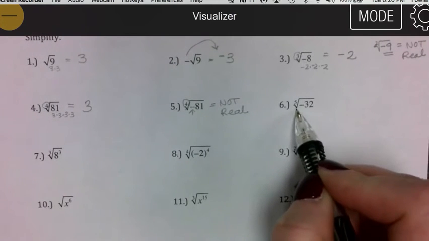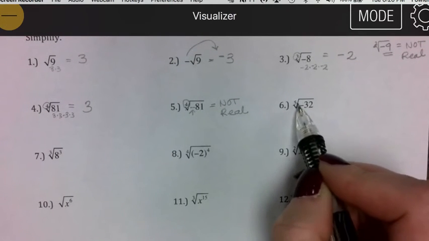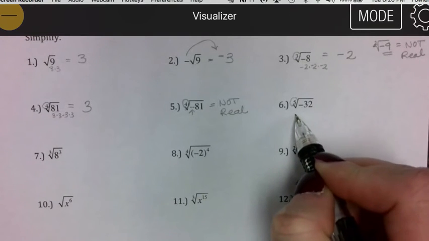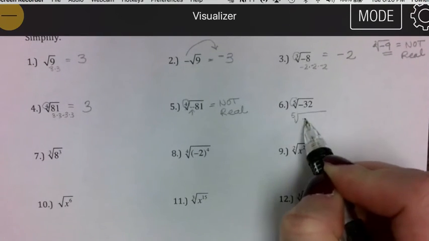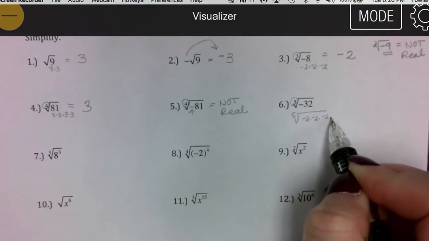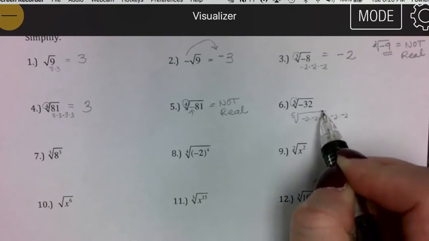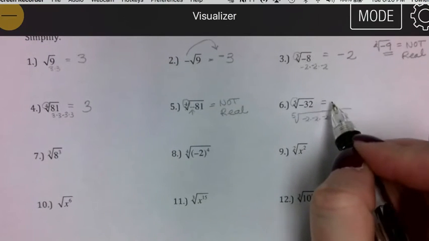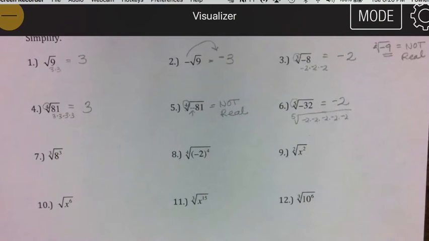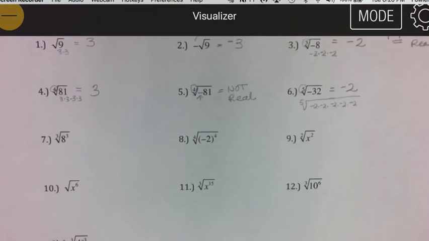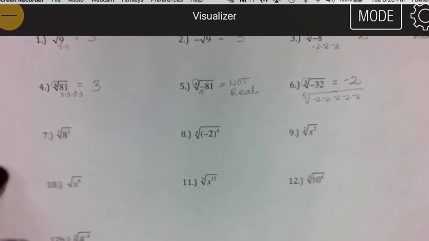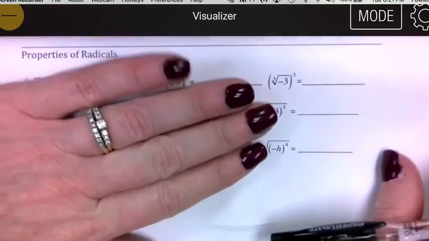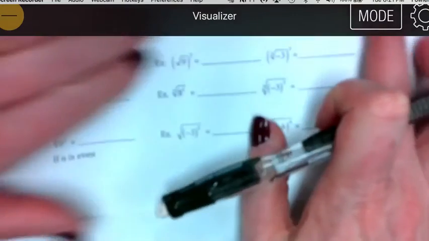And problem number 6, the fifth root of a negative 32. If I have an odd index, then this is possible. This is the fifth root of negative 2 times negative 2 times negative 2 times negative 2 times negative 2. 5 negative 2's will give me negative 32, so the fifth root of negative 32 is negative 2. Now before we do problems 7 through 12, I want to go down to the bottom because I want to talk about properties of radicals.